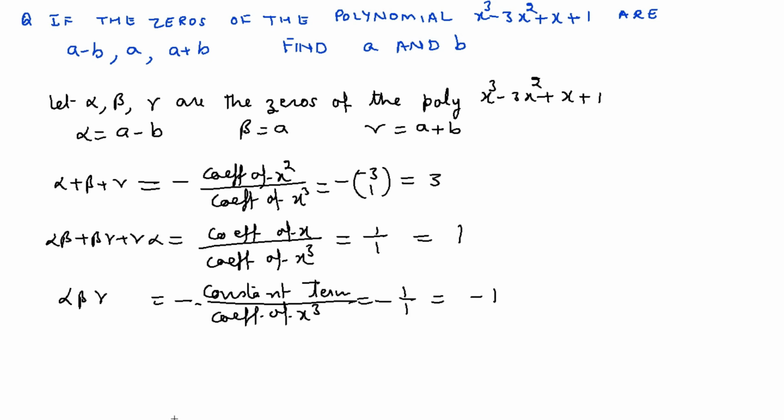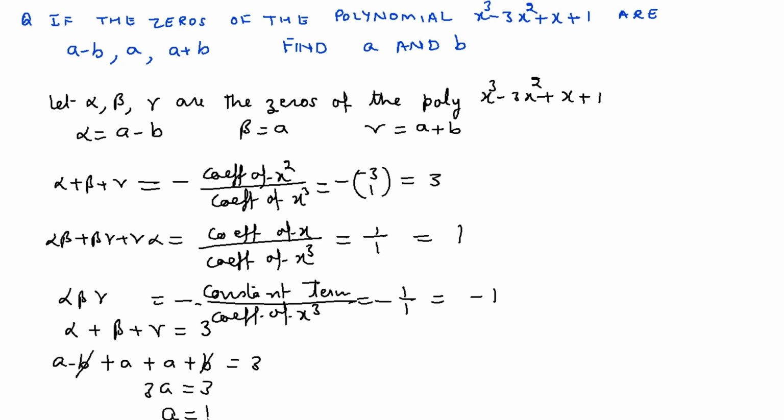So I have alpha plus beta plus gamma is equal to 3. Instead of alpha write a minus b, instead of beta write a, instead of gamma write a plus b, which is equal to 3. So cancel b and minus b. We will have 3a is equal to 3. So the value of a is 1.